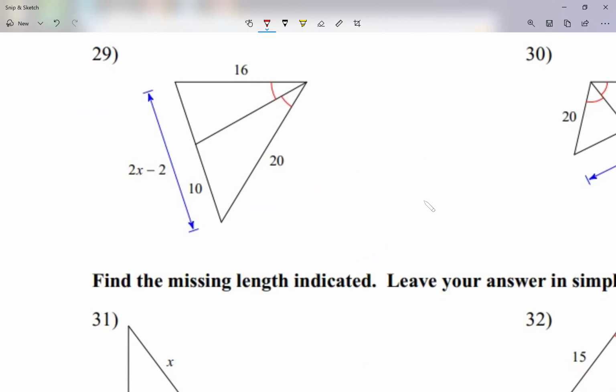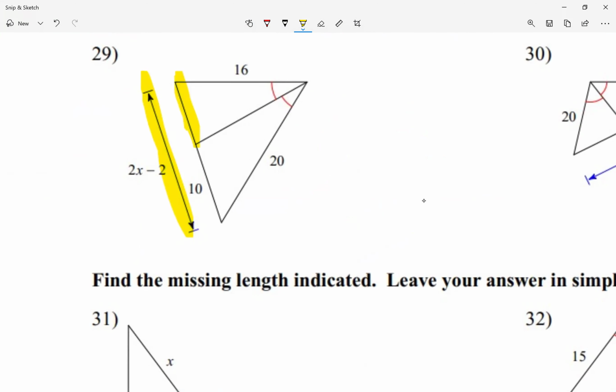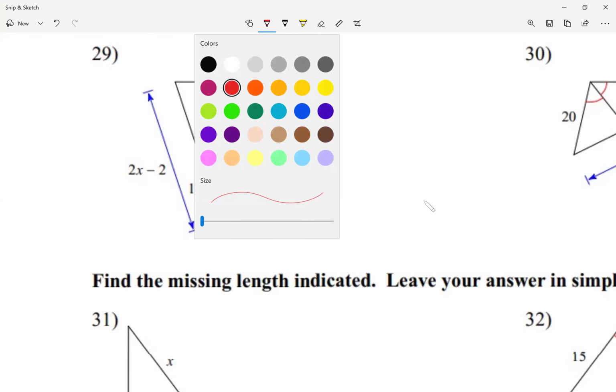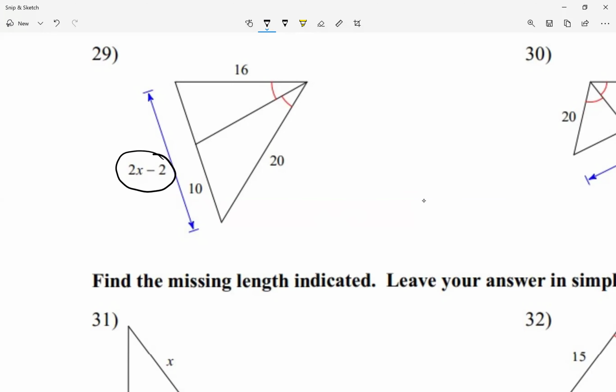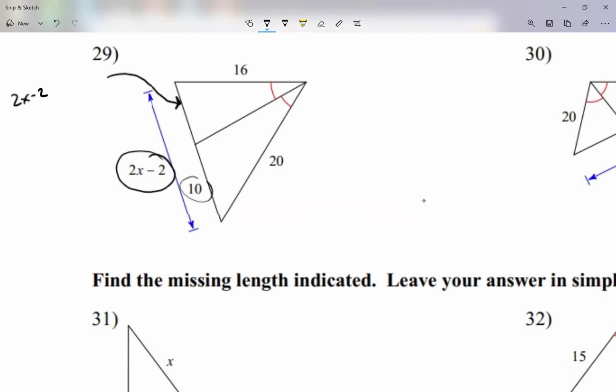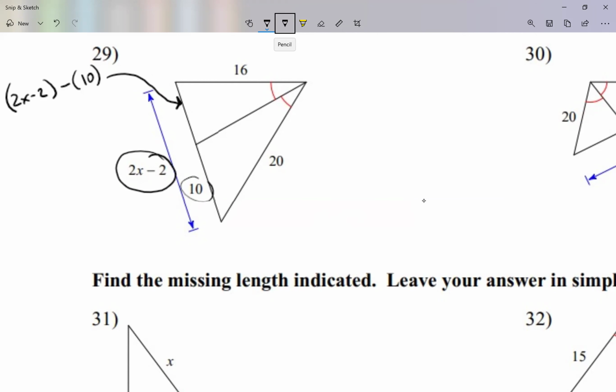I need all small pieces. I don't need this 2x minus 2. I need this piece. So how are we going to get that? Okay, let's take a look. What I'm going to do, I'm going to do the big measurement, but I'm going to take away the little one. So for space purposes, this measurement I'm going to say is 2x minus 2. I'm going to put that inside parentheses. Minus, I'll use parentheses. Notice how I have the big measurement minus the small measurement.